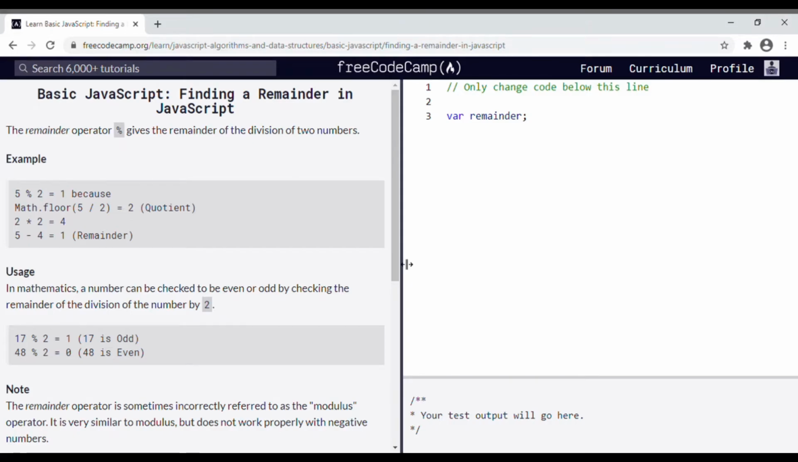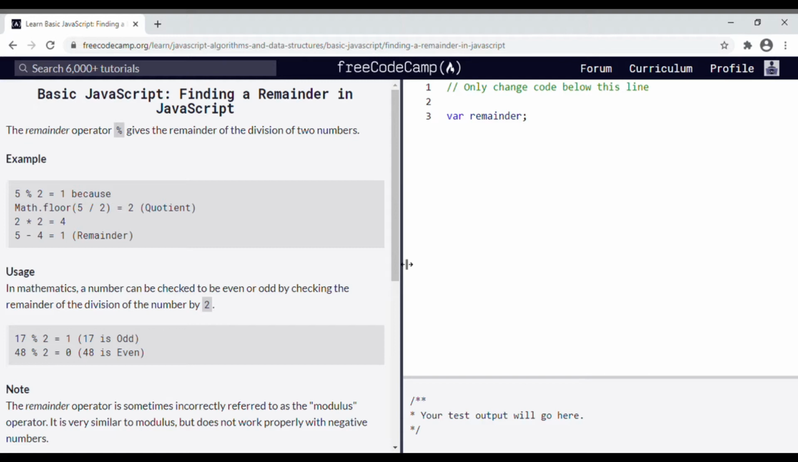So it says finding a remainder in JavaScript. The remainder operator, percentage sign, gives the remainder of the division of two numbers. Oh, that's what it means. Okay. They usually call it modulo or something like that. That's what I've seen. But it's remainder operator, so that's what that means.